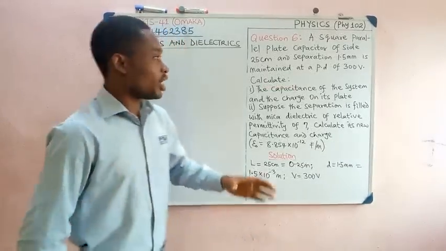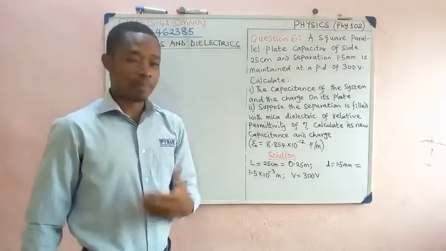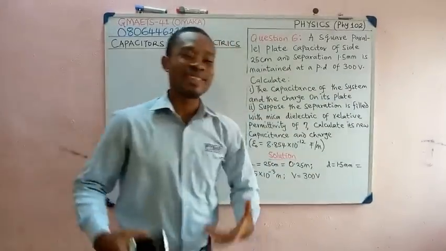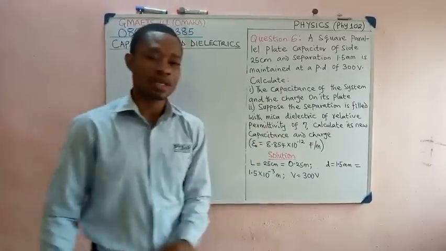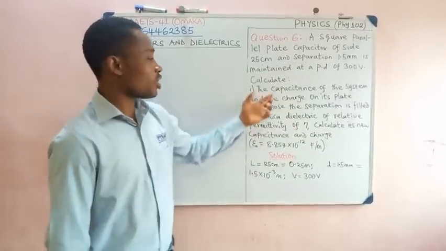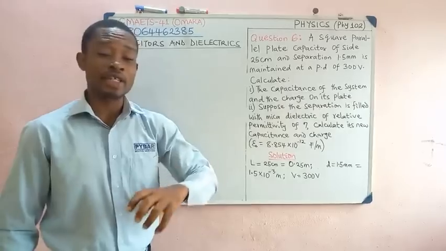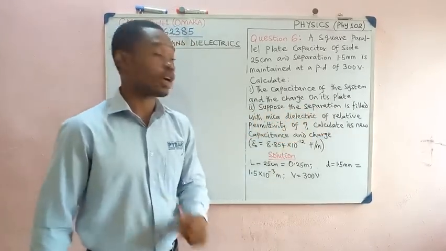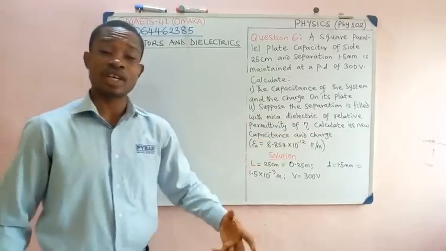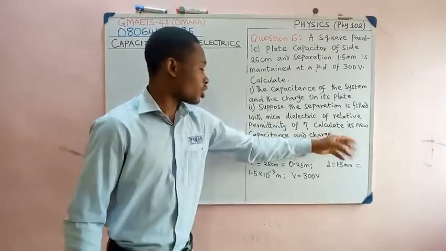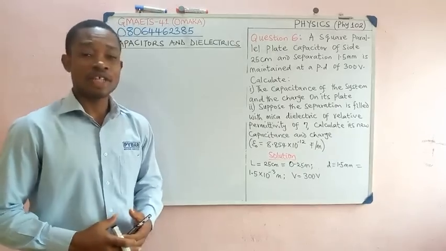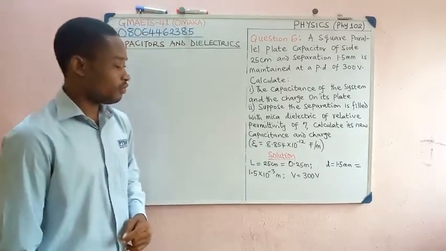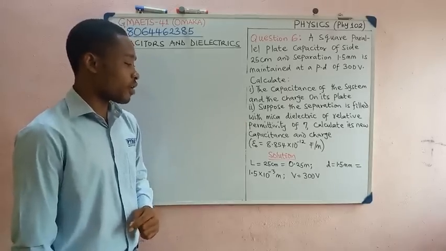In this video, we look at a square parallel plate capacitor of size 25 cm and separation of 1.5 mm maintained at a potential difference of 300 volts. We are required to calculate the capacitance of the system and the charge on its plate. And then again, suppose the separation is filled with mica dielectric of relative permittivity of 7, that is, dielectric constant of 7. Calculate its new capacitance and charge. Now we're given the permittivity of free space, 8.854 times 10 raised to the minus 12 farad per meter.